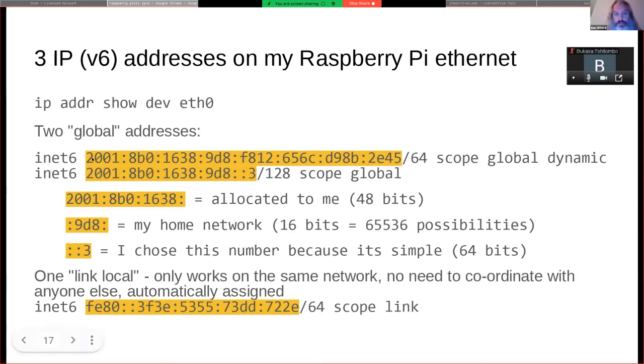So it's got the same up to 98 because it's on my home network, and the second bit changes. And the other one is this link local address. If you just put devices on a network together, they will be able to talk to each other only on that same network using one of these automatic addresses. It won't work publicly, but because it doesn't need to be coordinated publicly, it means it can be done completely automatically.